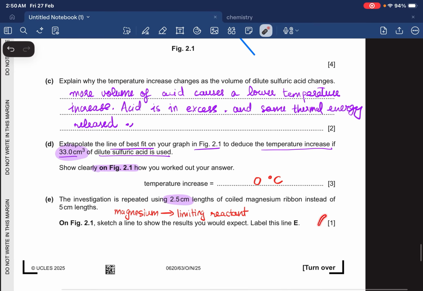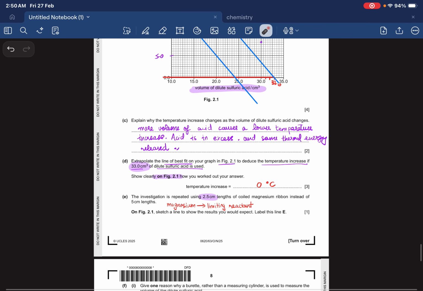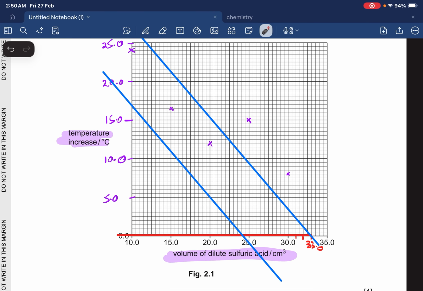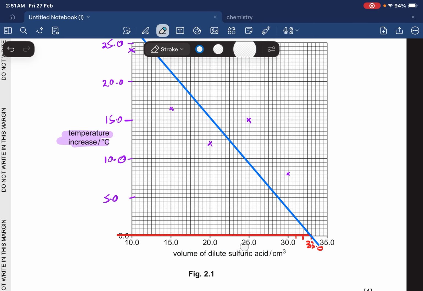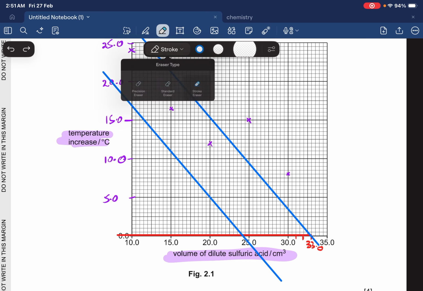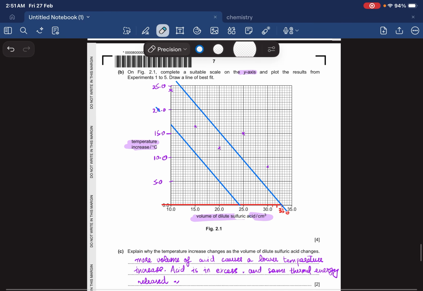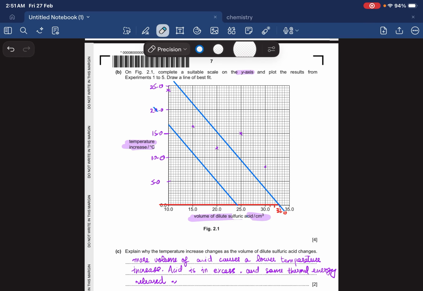It's for 1 mark. You just have to draw a line below it, because you know that the amount of your heat is going to reduce. Why is the change going to decrease? Because the amount of your limiting reactant is less. And you just erase the extra stuff from here, something like this. And you make a line like this. I guess it should be like this. And then you label this line E.